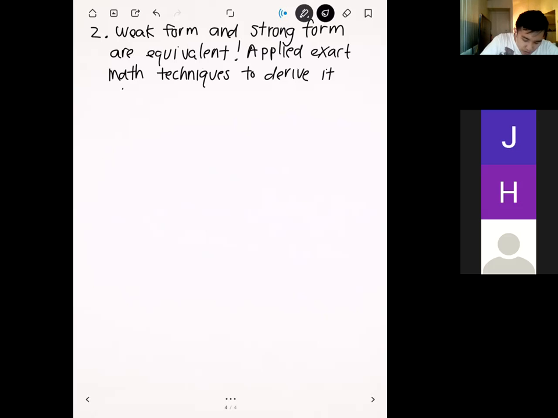And the reason we call it the weak form is because the requirements on the solution are not as strict. There are weaker continuity requirements on the solution. But it's still the same. You still get the same solution.